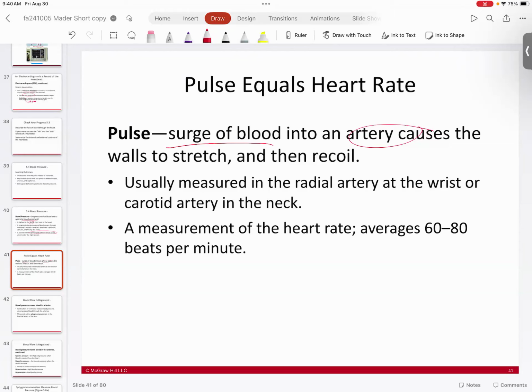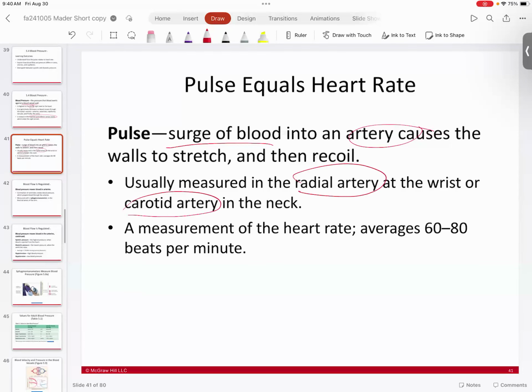And so oftentimes we'll measure it through the radial artery. That's basically the one where we grab our wrist, or the carotid artery. That's one where we basically do it in the neck. And so generally speaking, we can get a good idea of our number of cardiac cycles, our number of beats per minute, depending on what we're doing.